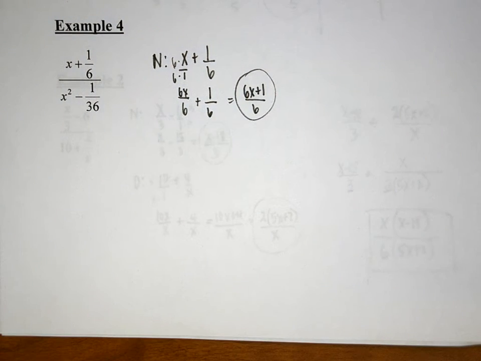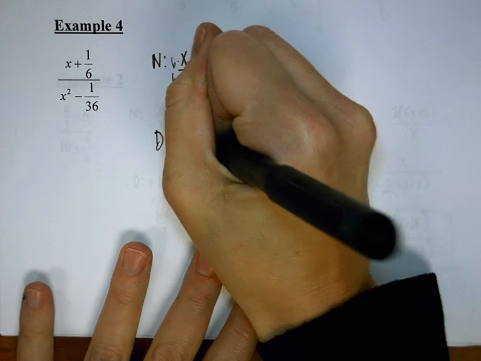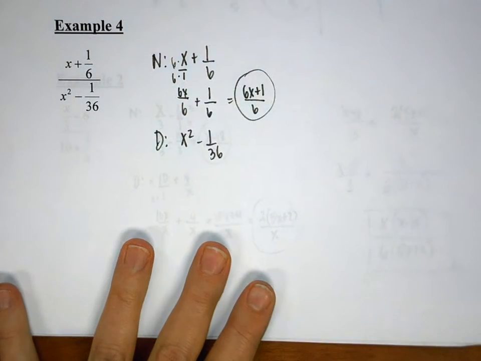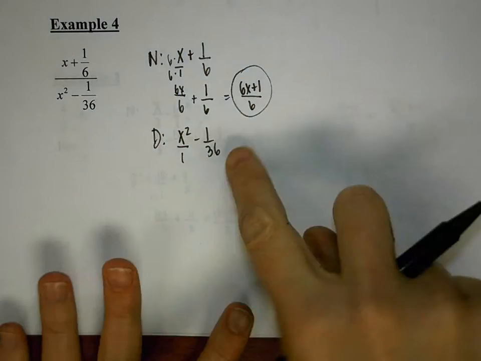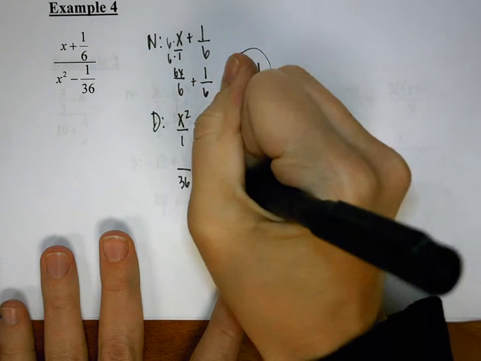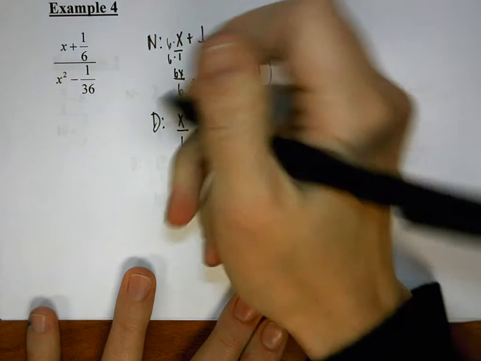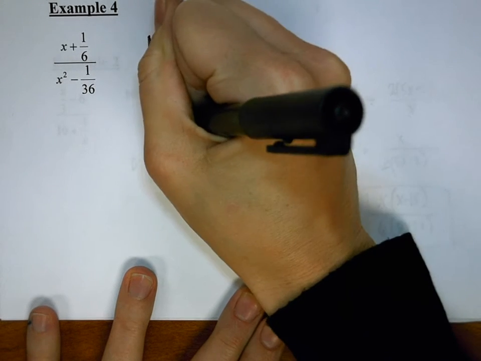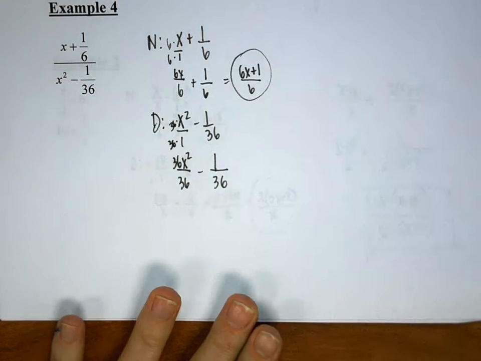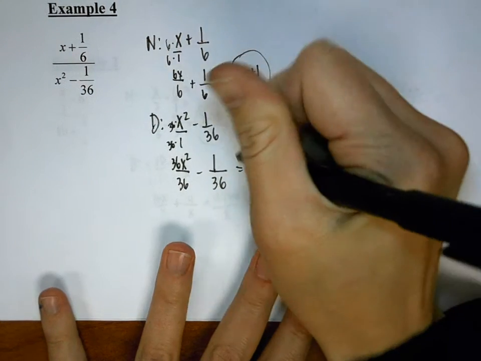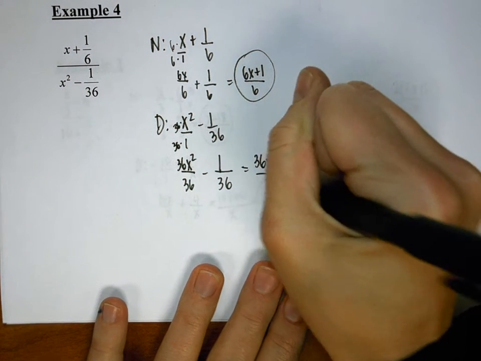It will not factor any further. For my denominator, I have x squared minus 1 over 36, and I'm going to change x squared to have a denominator of 1. Between these two, my common denominator would be 36. This is already 36, so I keep the 1 there. Here I'd have to multiply 36 to both the top and the bottom. So I end up with 36x squared over 36. When I simplify that, I get 36x squared minus 1 over 36.